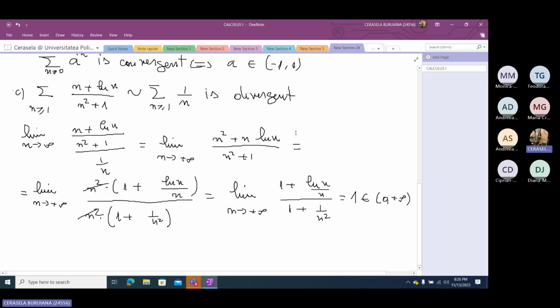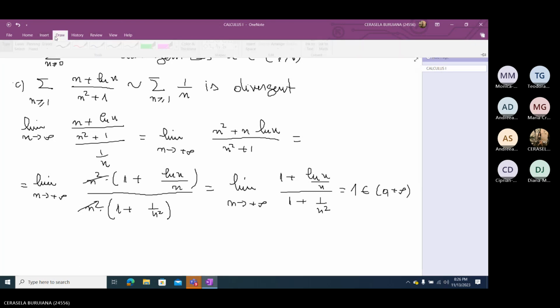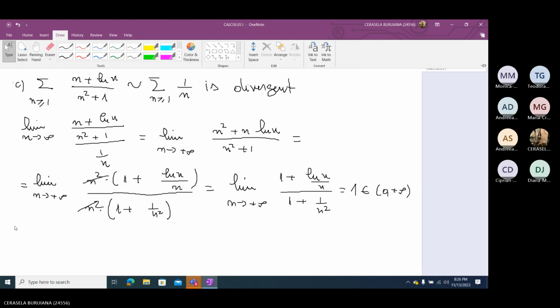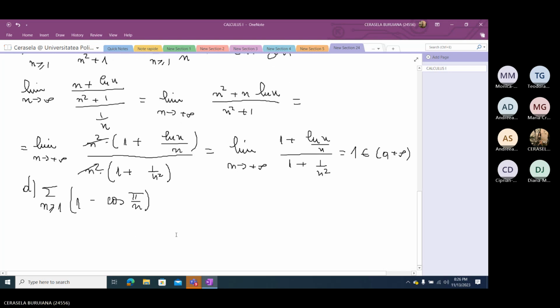Okay, let's continue. Just a second. Okay, let's continue with something else. Exercise D. Let's take in this case, for instance, the series of general term 1 minus cosine of pi over n. Okay, let's see what we can do here. What ideas do you have?